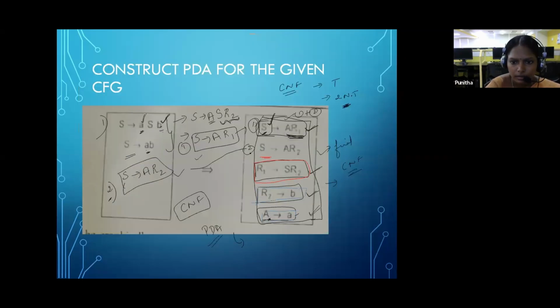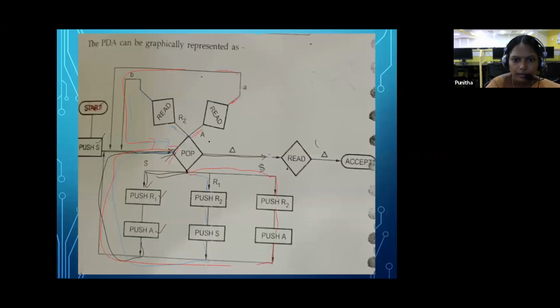Yes, all the productions I have represented. The last one I need to represent is the final state: pop null string, read null string, and accept. This is the diagrammatic representation of the given CFG. The model we design is up to the designer, but the syntax to be followed should be correct.